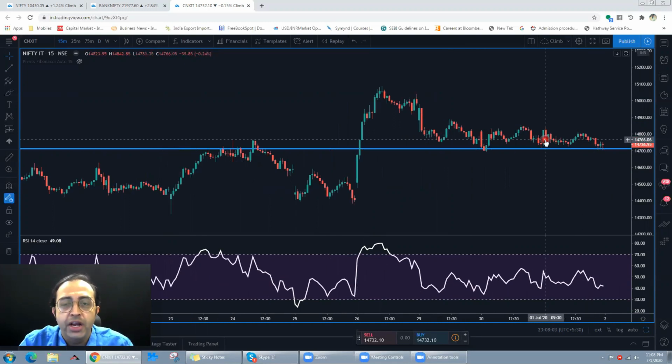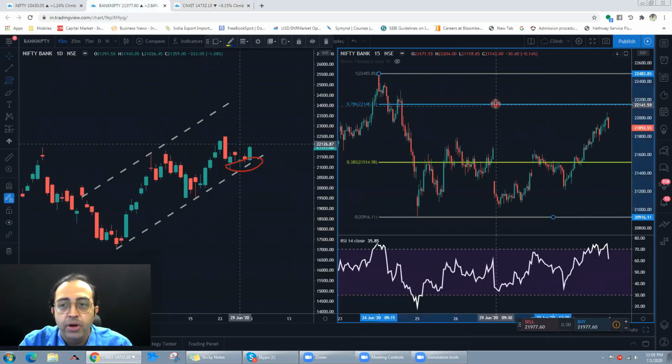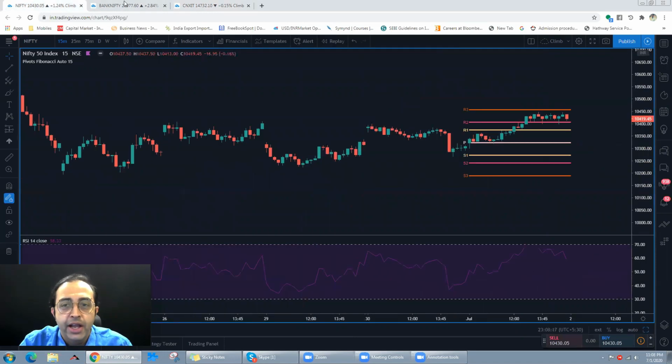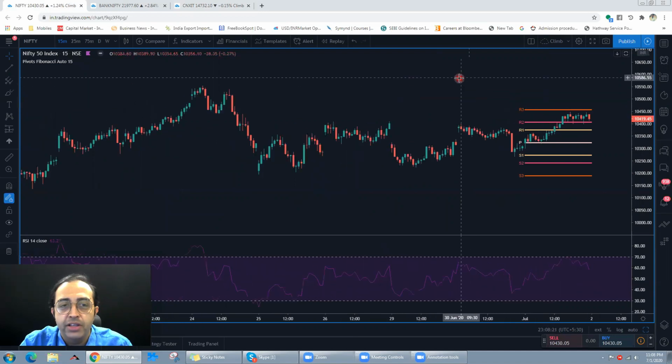For now, Nifty IT is a standby, while Nifty and Bank Nifty are definitely hot, and those are the levels to watch out for. The levels in Bank Nifty are 22,200 on the upside and 21,400 on the downside. Nifty has got your levels at 10,560 on the upside and 10,350 on the downside. So these are the levels to watch out for, and we will see how the whole action begins.